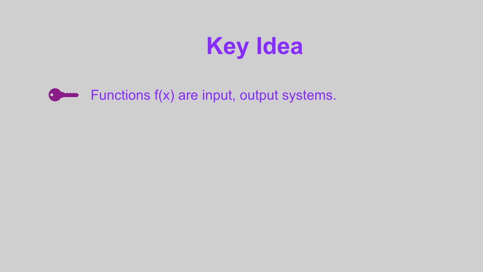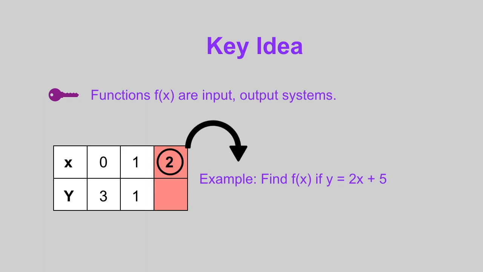All right, just a recap from this block: remember that when you have a function, or an f of x question, these are input-output systems. Let's say they give you this expression and they ask you to find f of x, and they give you this little table. What you would have to do here is put that x value into your equation like this, and that would give you the y value, or the output, which is 9.